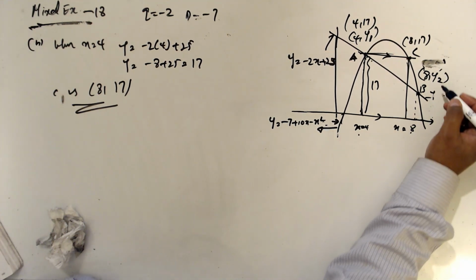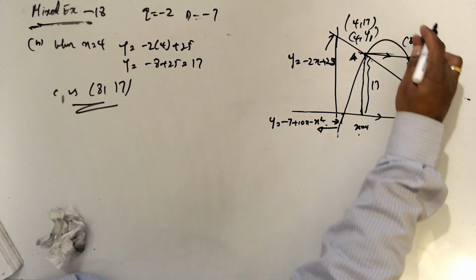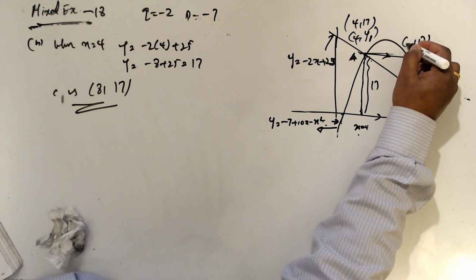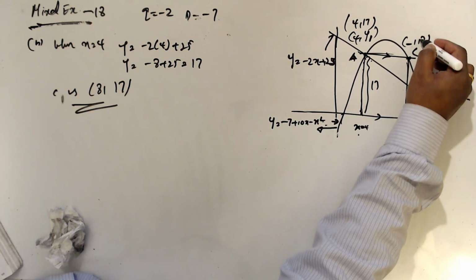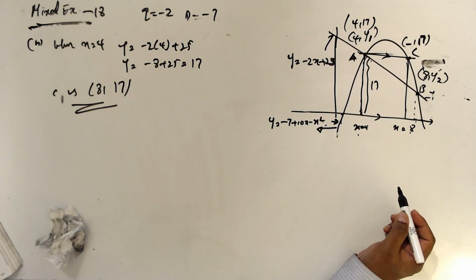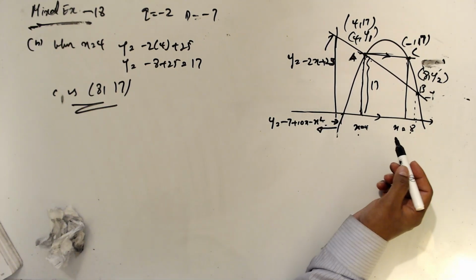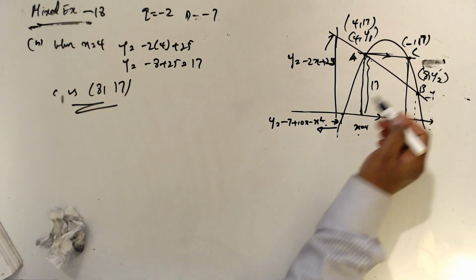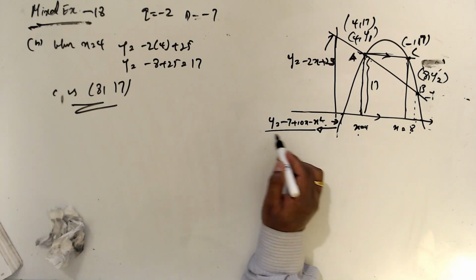I think I missed this. This is the 8 point. We don't know this point, but we know this height is 17. Now we want to find the x value. So we can find the x value by applying this equation.